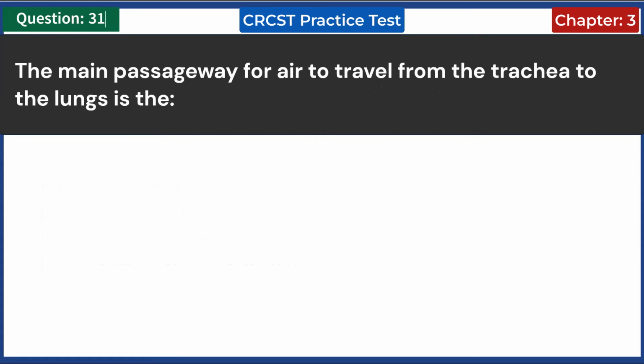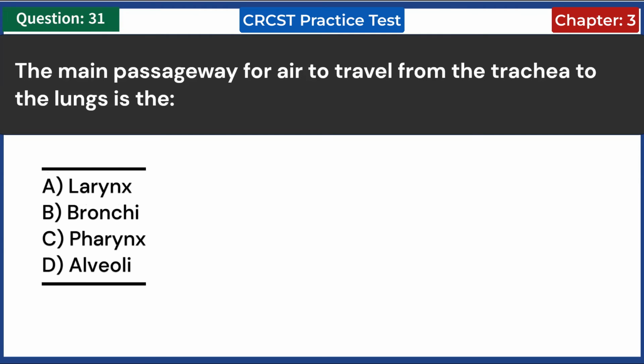The main passageway for air to travel from the trachea to the lungs is the: A. Larynx. B. Bronchi. C. Pharynx. D. Alveoli. Answer: B. Bronchi.